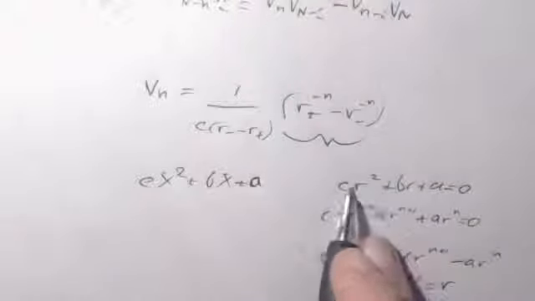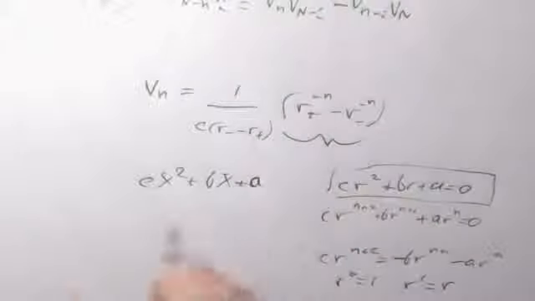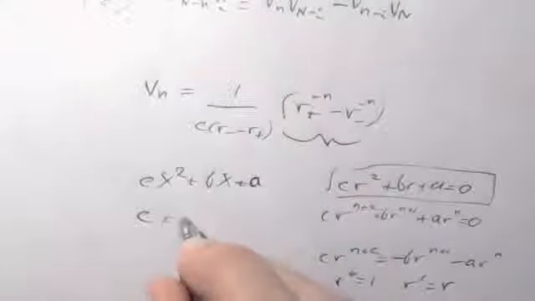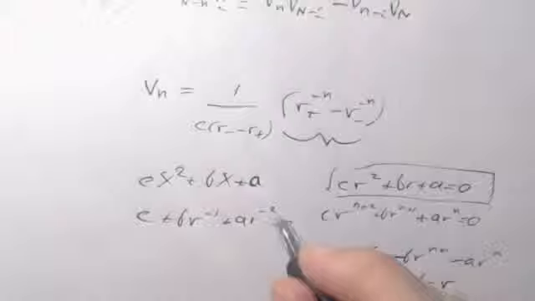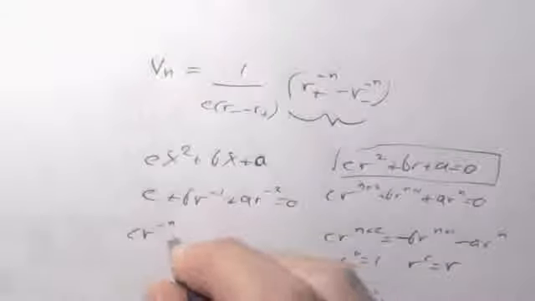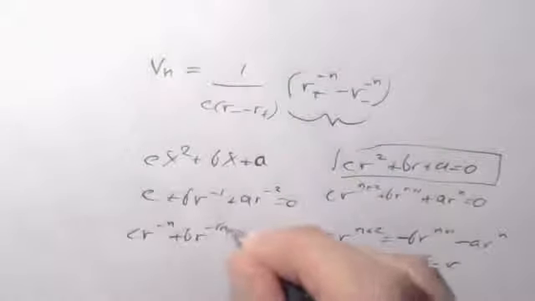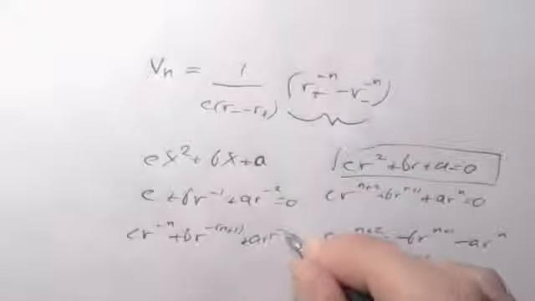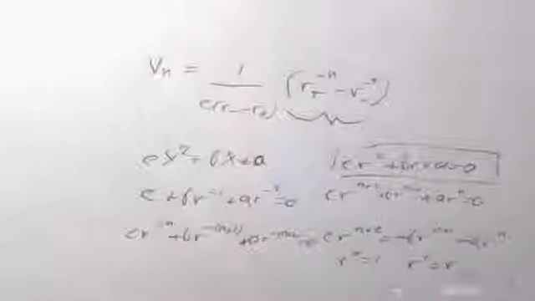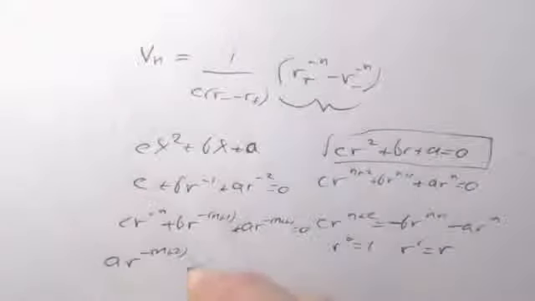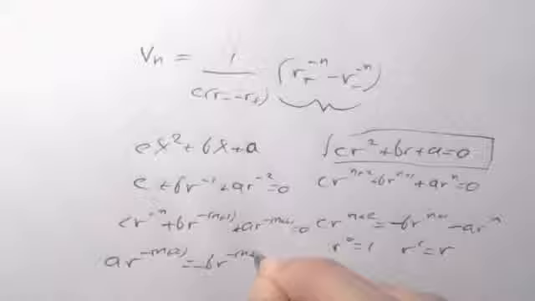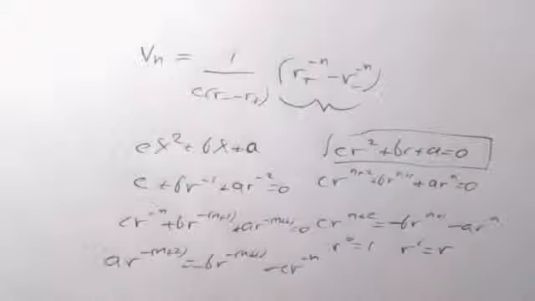So instead you could say, well, if we divided this equation here by r squared, you would have c plus b r to the minus 1 plus a r to the minus 2 equals 0. And if you're looking at negative powers, you could have c r to the minus n plus b r to the minus n plus 1 plus a r to the minus n plus 2 equals 0. And so this gives us a recurrence relation for the negative powers of r. So a r to the minus n plus 2 equals minus b r to the minus n plus 1 minus c r to the minus n.